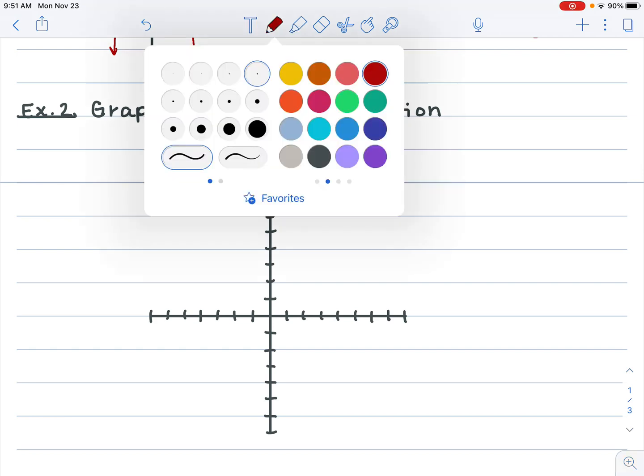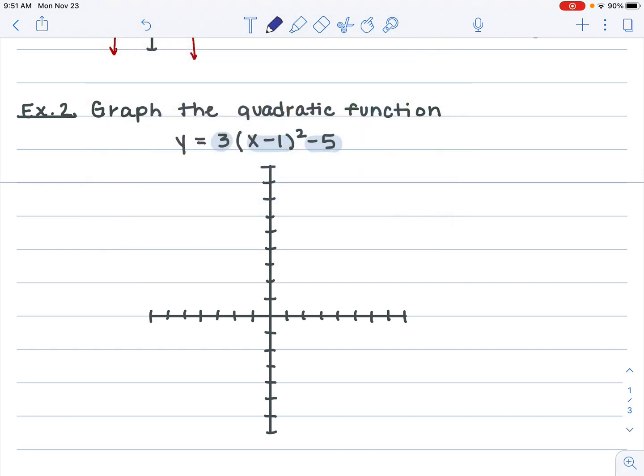All right, the x minus 1 and the minus 5 actually tell us our vertex. I'm going to graph this one in blue. That's a purple. Okay, so I know that my vertex is going to be positive 1, comma, negative 5, which means this tells us we're going to the right 1, and the minus 5 tells us we're going down 5. So I'm going to plot my vertex first. 1, negative 5.